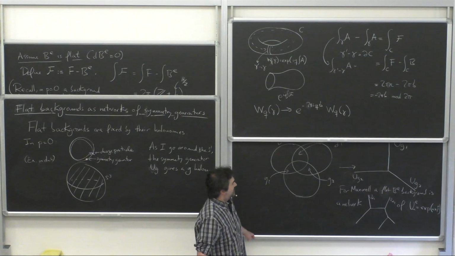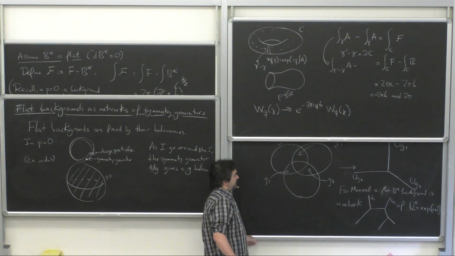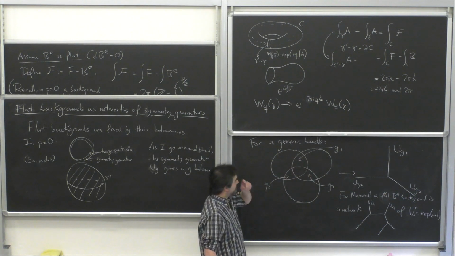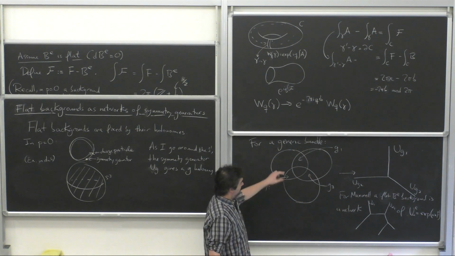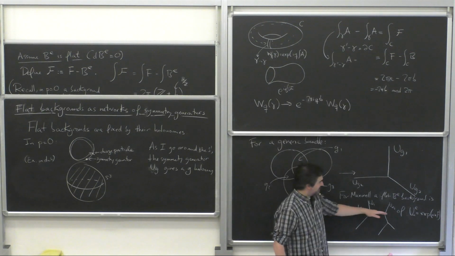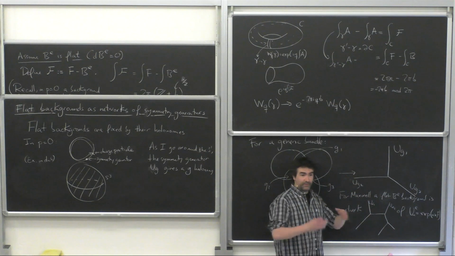Of course, like in any bundle, there are consistency conditions. For example, if I cross all these, the transition functions have to loop consistently, and that amounts to the fact that these group generators have to fuse according to the group law.